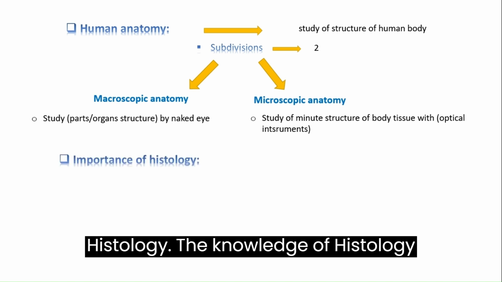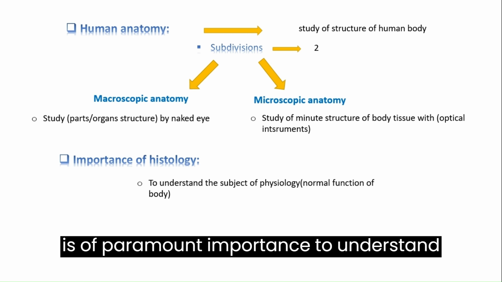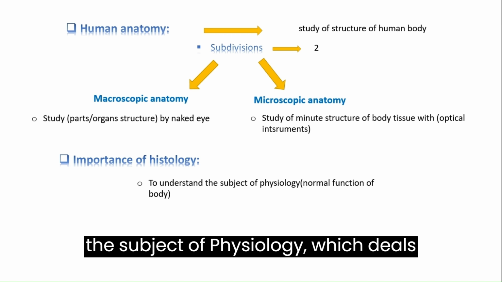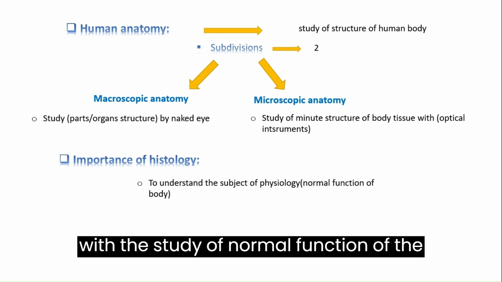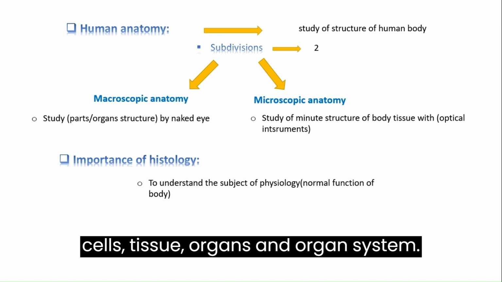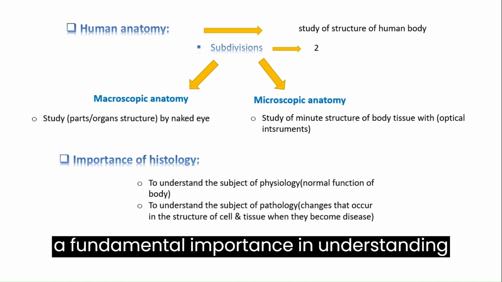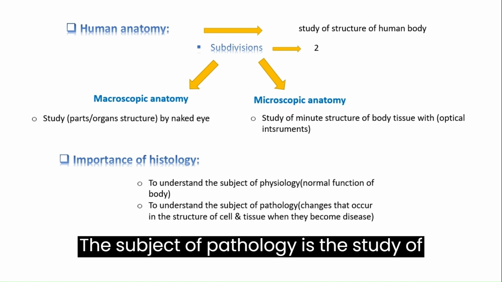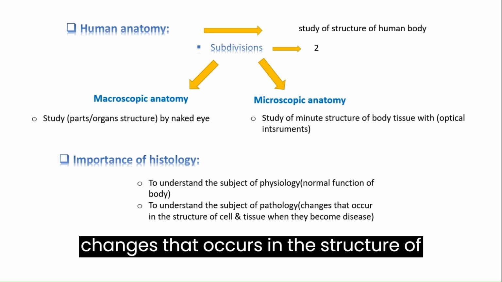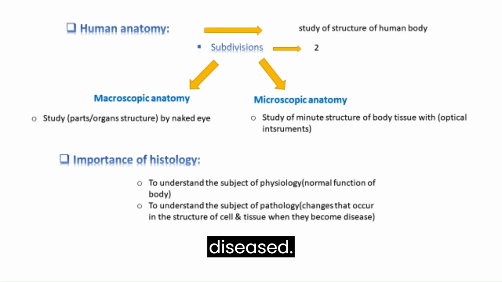Importance of histology. The knowledge of histology is of paramount importance to understand the subject of physiology, which deals with the study of normal function of the cells, tissue, organs, and organ system. The knowledge of normal histology is also of fundamental importance in understanding the subject of pathology, which is the study of changes that occur in the structure of cells and tissues when they become diseased.